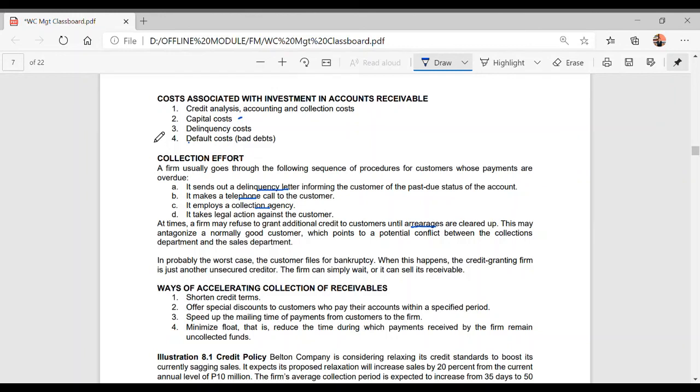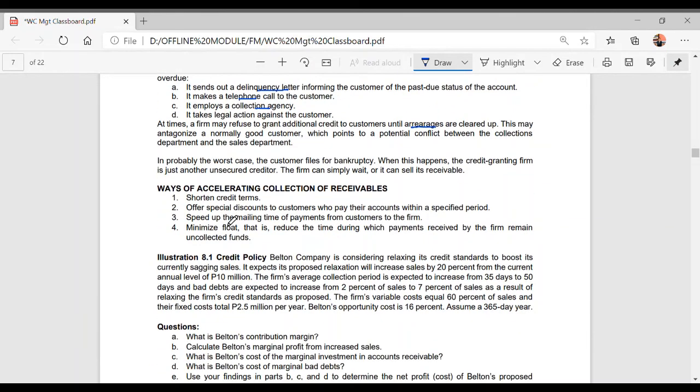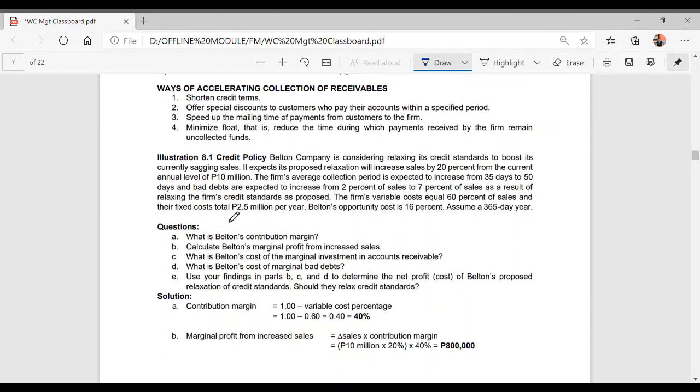So in our next lesson, we will be discussing some of the problem solving, especially on the cash and accounts receivable management. So see you in our next lecture video.